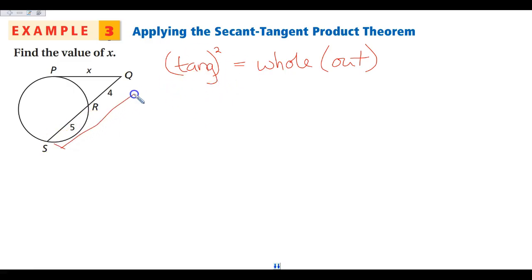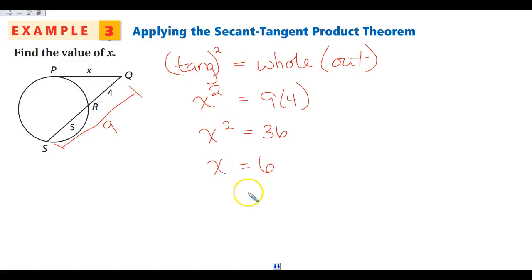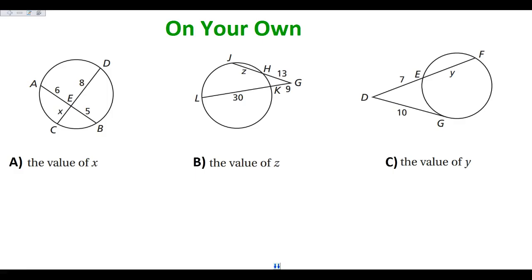So QS is 9. My tangent is my whole times the outside, so it's going to be x times x, or x squared. And the whole thing here is 9 times the outside, which is 4. I get x squared equals 36. Square root both sides, and I get x is 6. What I want you to do is try these 3 on your own. Please pause the video, work these 3 problems, and then hit play to check your answers. Go ahead and pause your video now, please.